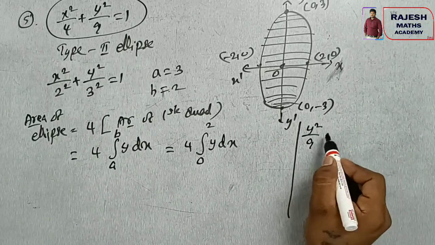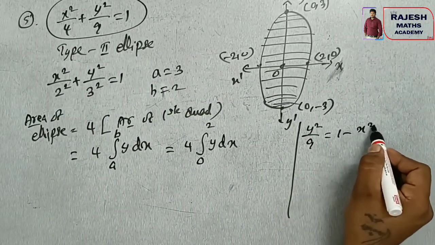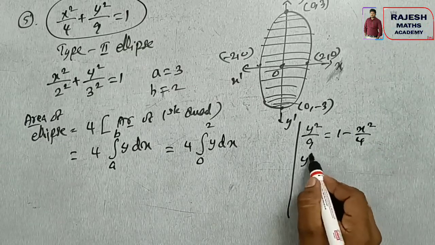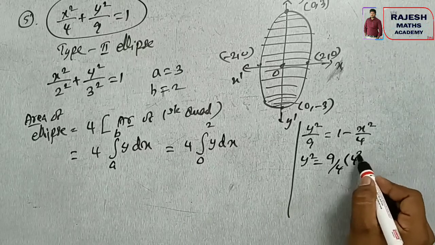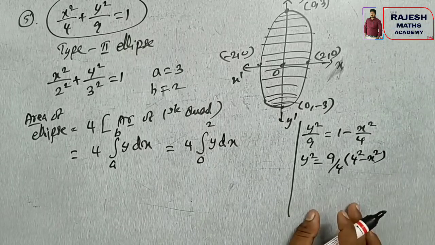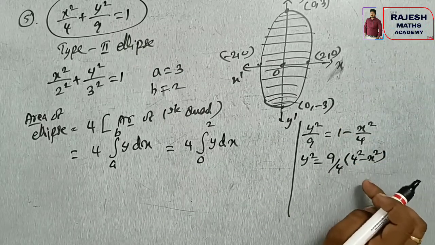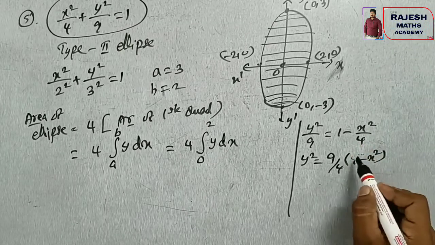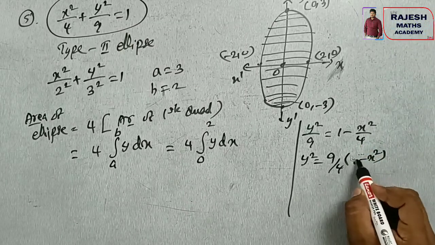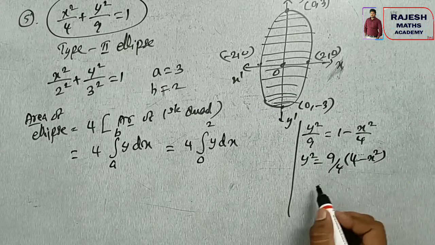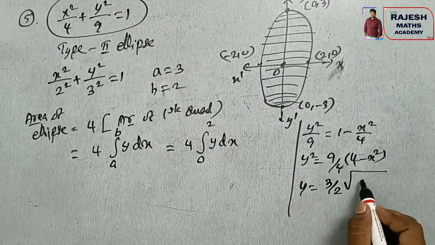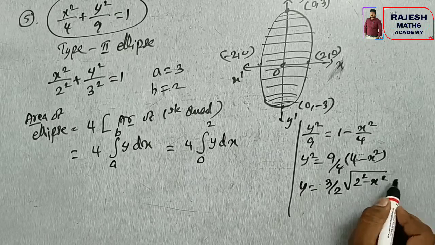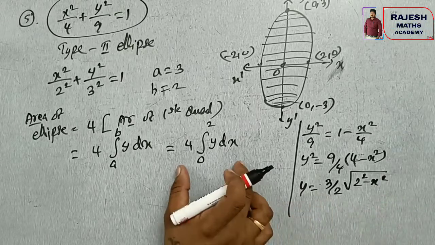So y square by 9 equal to 1 minus x square by 4. So y square equal to 9 by 4 into (4 minus x square), sorry, not 4 square, 4 minus x square. We are taking LCM, 4 minus x square. Taking the square root, y equal to 3 by 2 into square root of 2 square minus x square. That value will be applied here.